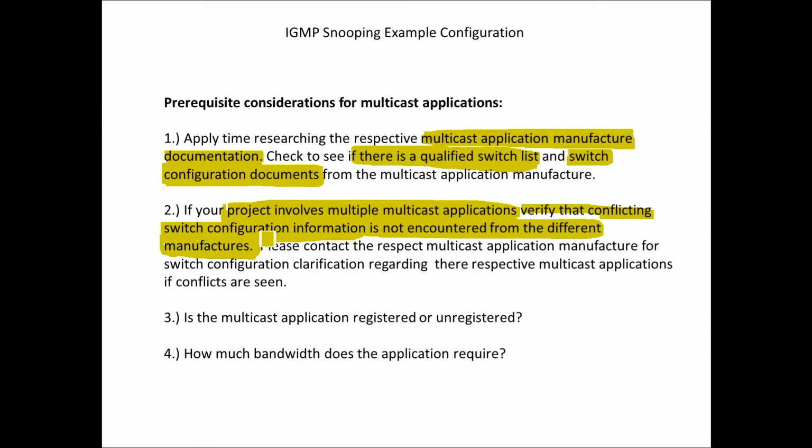And again, the easiest way to do this is to contact the respective multicast application manufacturers to get sample switch configurations regarding what switches they've tested. If there are any items that are questionable, such as certain things configured opposite to the other manufacturer's multicast application, go ahead and request clarification for their respective multicast application, and understand exactly why they are using a specific setting. So again, this is very, very critical.